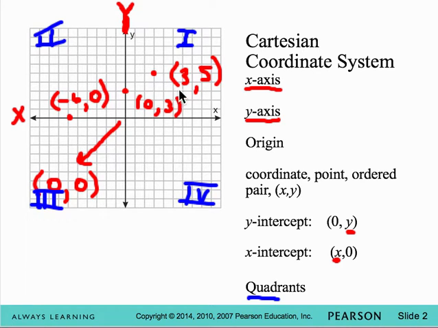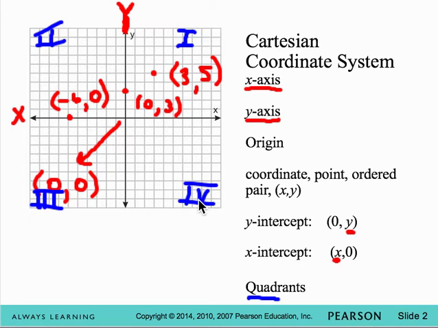Everything in the first quadrant is positive. Notice that's a +3 and a +5, because to be in the first quadrant, you go positive, positive. In the second quadrant, the x's are negative and the y's are positive, because you would have to go negative, positive to get up in this quadrant. Here, they're both negative. Negative in the x direction, negative in the y direction would put you in the third quadrant. And in the fourth quadrant, x is positive, y is negative.